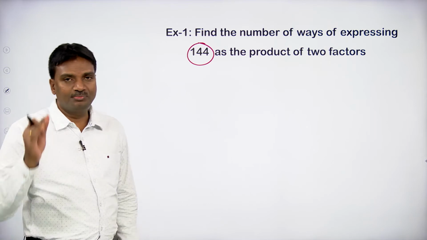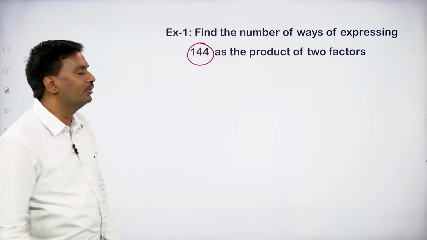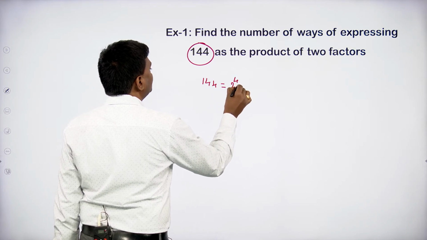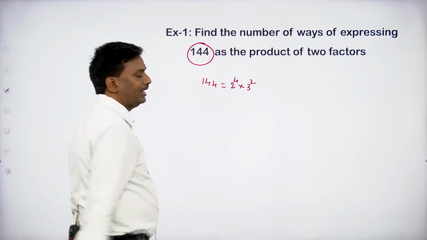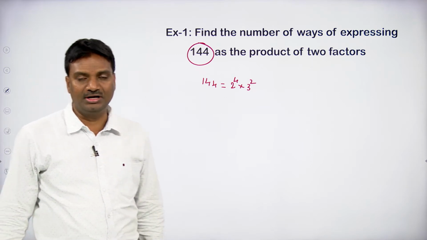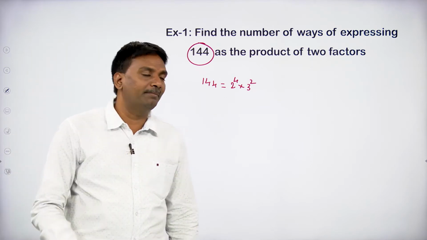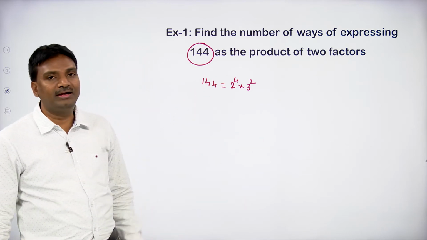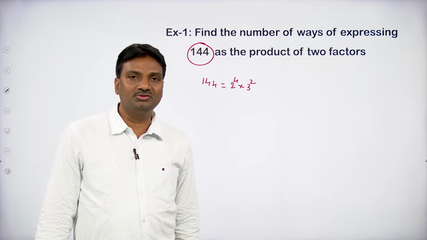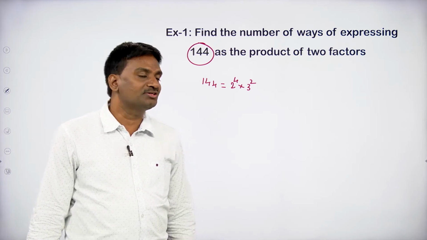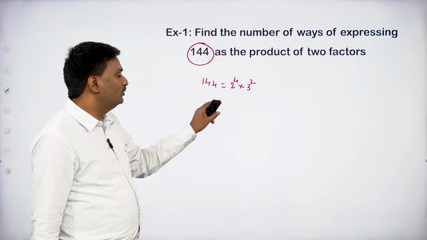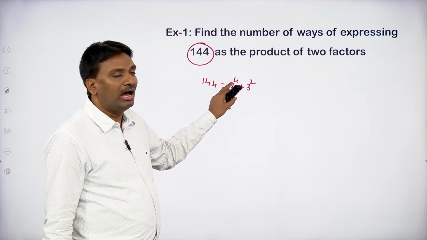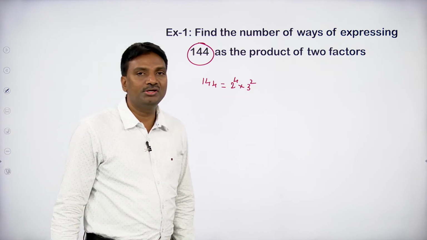So first we have to express the given number 144. According to the prime factorization, 144 can be written as 2 power 4 into 3 square. The bases must be prime numbers and the powers must be natural numbers. Now this is in the form of p1 power alpha 1 into p2 power alpha 2, where alpha 1 equal to 4 and alpha 2 equal to 2.